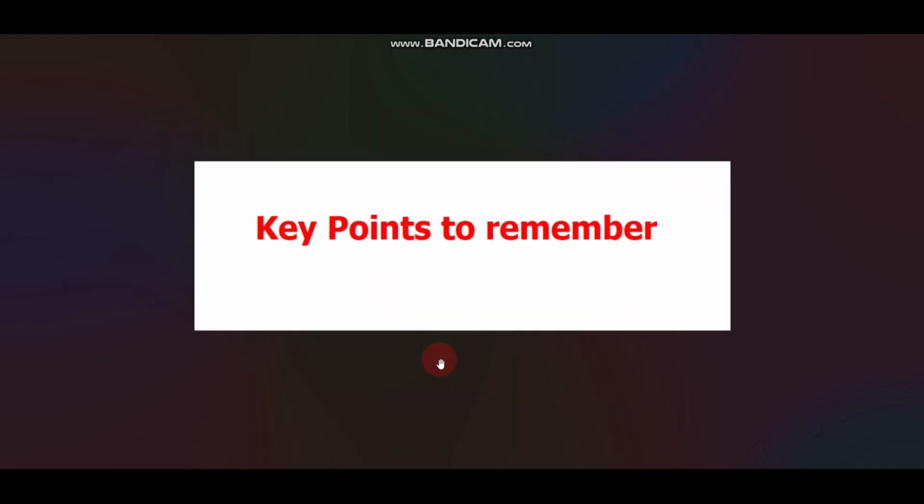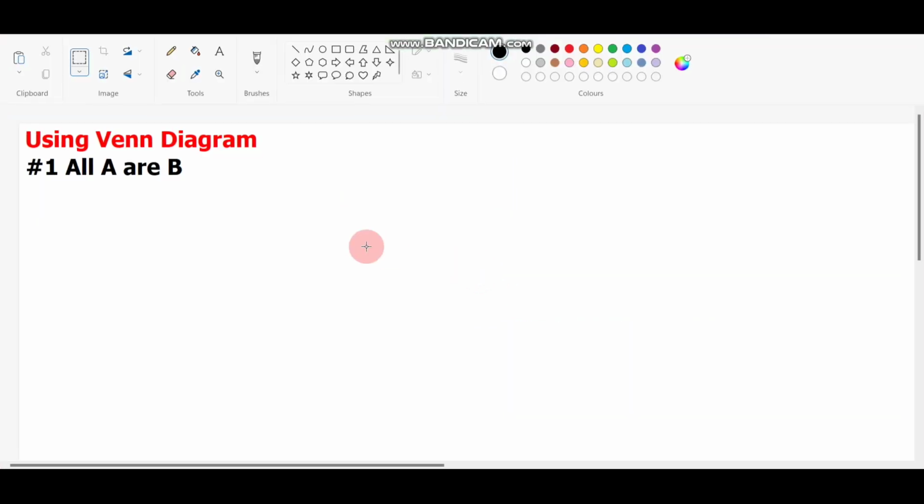So please note, to solve the questions of this syllogism, we will use Venn diagram. So first let's take a look at some key points of the Venn diagram, so that we can solve the questions. So there are total 5 basic points to remember. So first let's discuss those 5 points. After that we will start solving the questions. So first point, we should know how to draw the Venn diagram of all A are B.